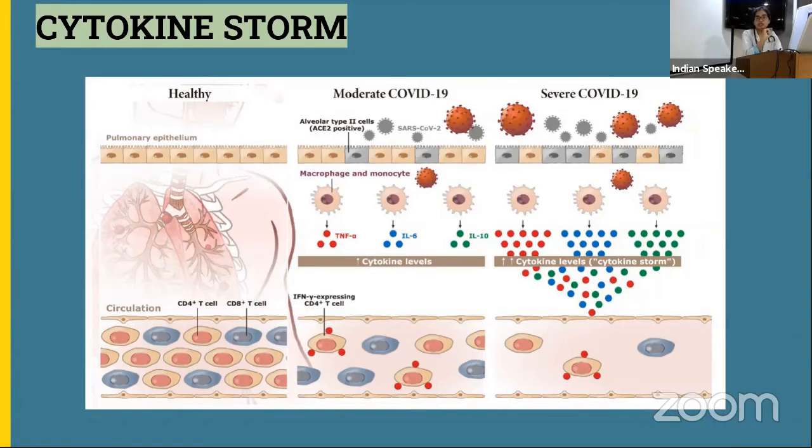The Th1 cells release pro-inflammatory cytokines like interferon gamma, TNF alpha, IL-1 beta, IL-12, whereas Th2 cells release anti-inflammatory cytokines like IL-4, 5, 9, 10, and 13. So it seems that there is a balance between the anti and pro-inflammatory cytokine networks. This balanced immune response can limit the progression of COVID-19.